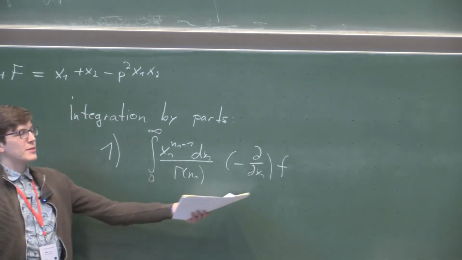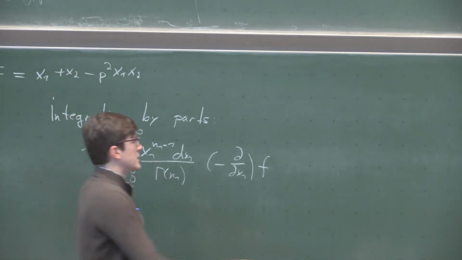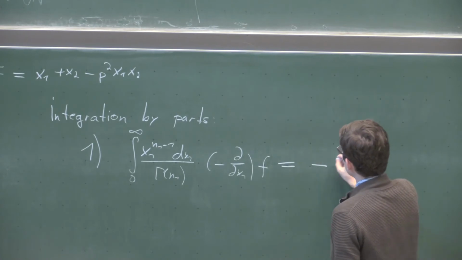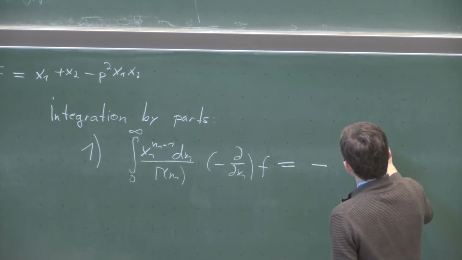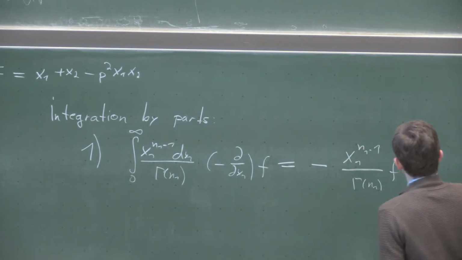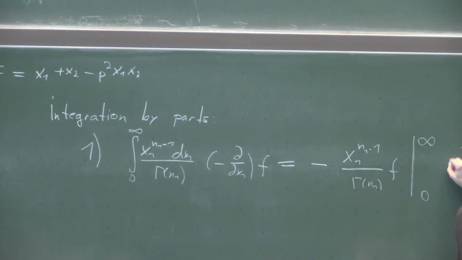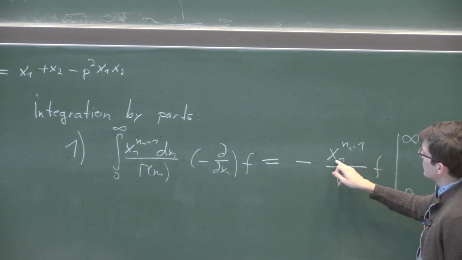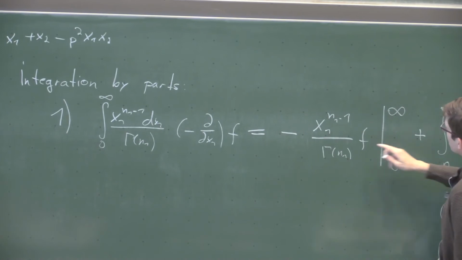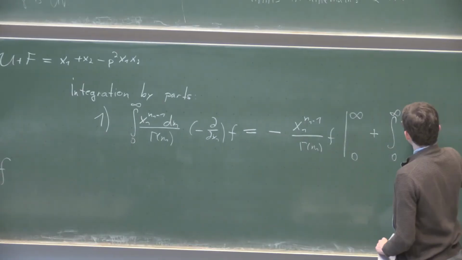Then we can do an integration by parts and rewrite this. We just forget about the derivative, so you have minus x1^(n1-1) over gamma n1 times f, from 0 to infinity. And then we take the derivative of this thing. We have the integral, and now the derivative brings down an n1 minus 1.